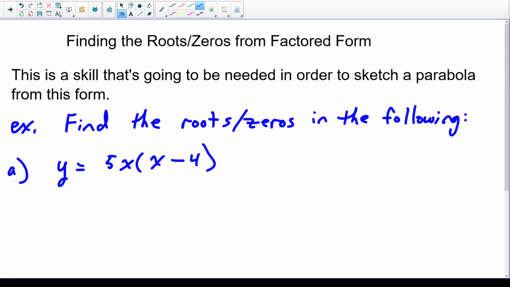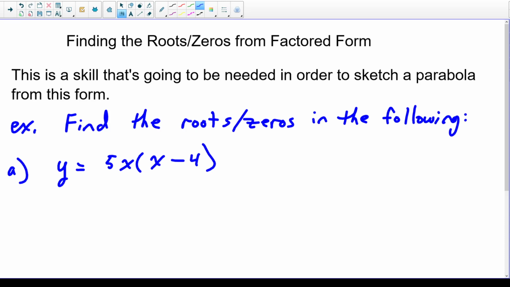Hello everyone. Today we're going to be looking at how to sketch a parabola from factored form. Now we had already spent quite a bit of time looking at transformations of parabolas and being able to sketch parabolas from transformations. But now we're going to be looking at how to do it from factored form.